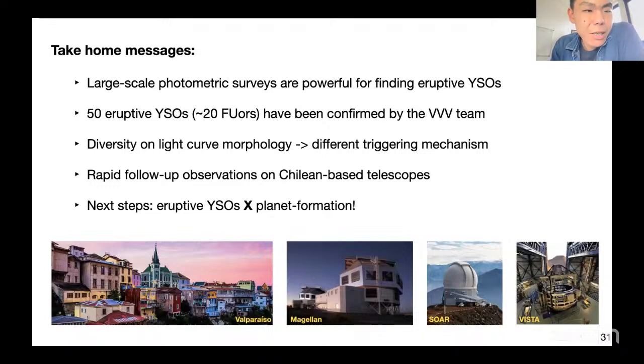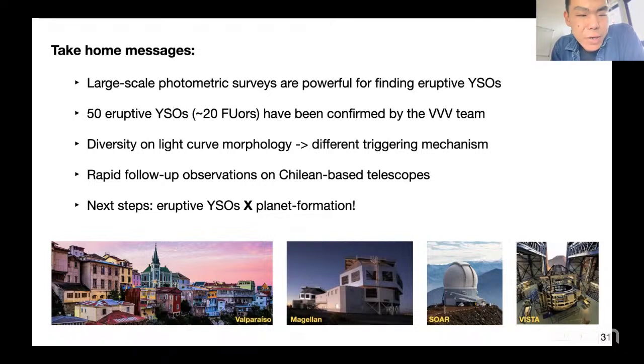Okay, I will summarize my talk here. My take-home message: first, large-scale photometric surveys are powerful tools to find eruptive young stellar objects. So far, we have spectroscopically confirmed 50 eruptive young stellar objects. Around 20 of them have FUor-type spectra. We also see a lot of diversity in light curve morphology, indicating that we might have different triggering mechanisms for these events.